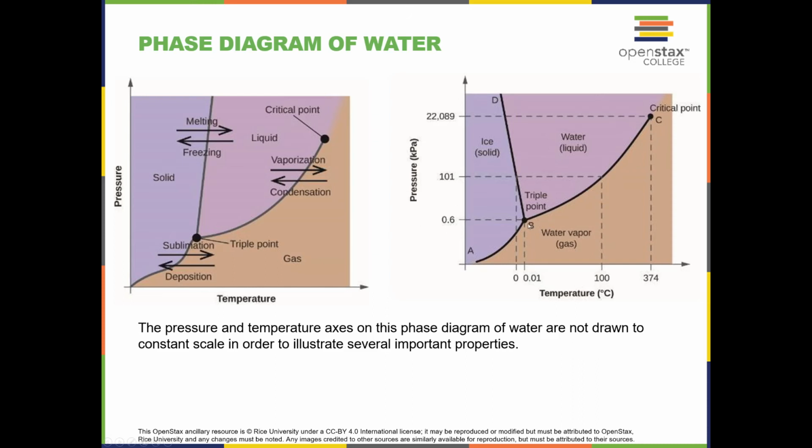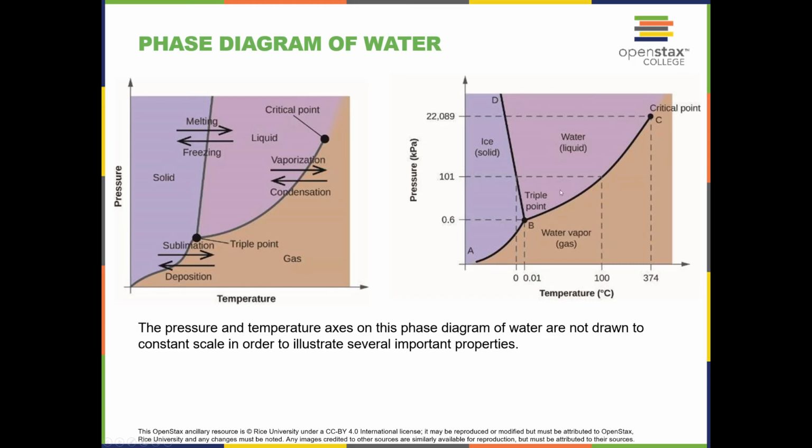Remember that the triple point is the point at which the gas, solid, and liquid all occur. So what types of questions might you be asked about this? You might be asked, at 50 kilopascals and 100 degrees C, what is the phase of matter? Well, in this one, that's going to be hard to tell because it's not scaled properly. But 50 would be somewhere around here.